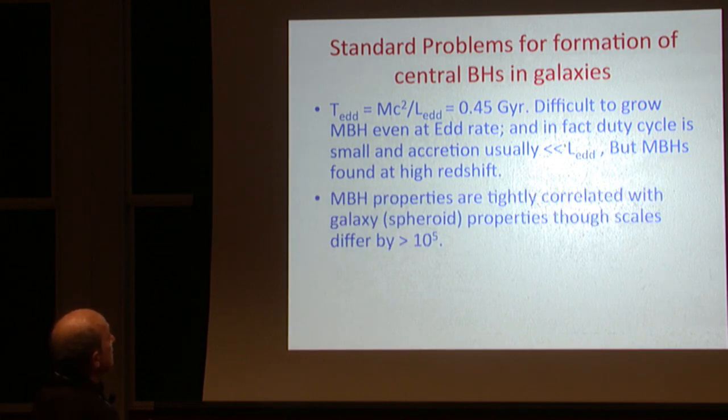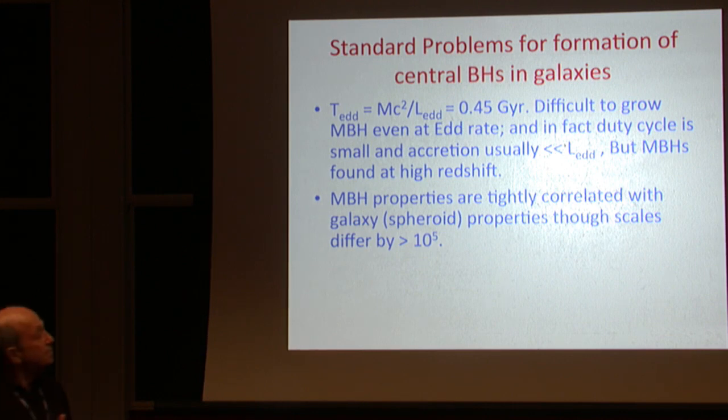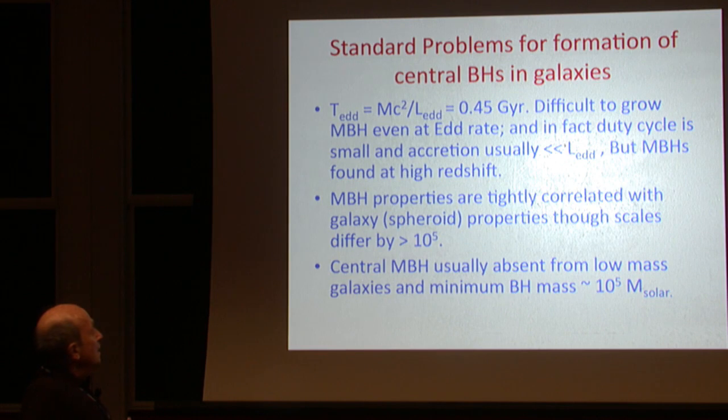Another problem is that the black hole properties are tightly correlated with the galaxy's spheroid properties, though the scales differ by 10 to the 5, and you wonder, how does one know about the other one? And then an interesting fact is, if you go below a certain mass, and the evidence for this is still not certain, you find many galaxies without black holes. And the lower bound is on the order of 10 to the 5 solar masses.